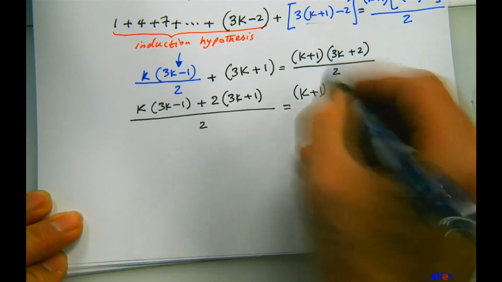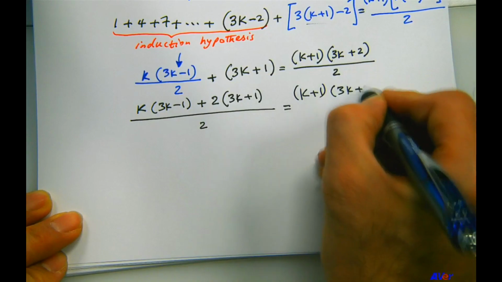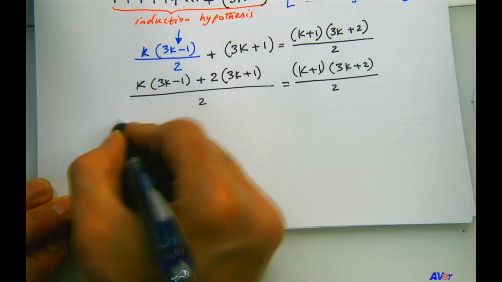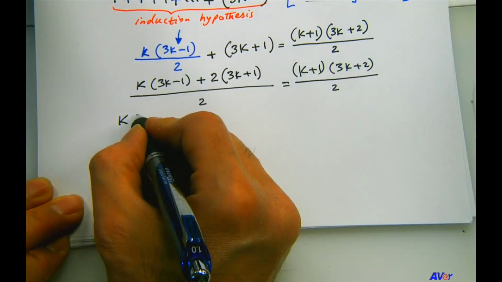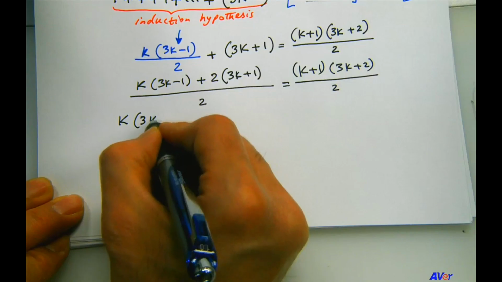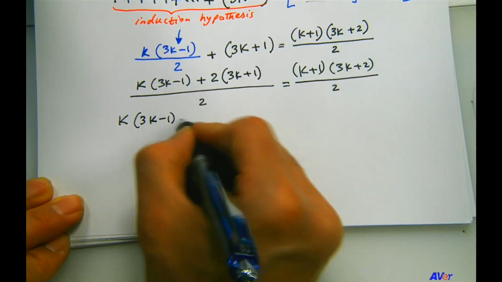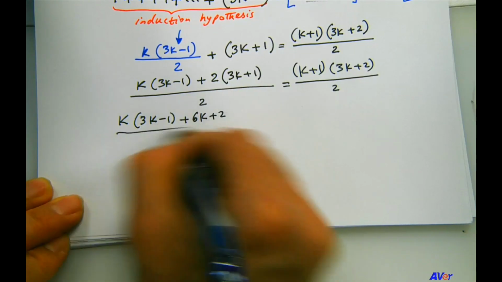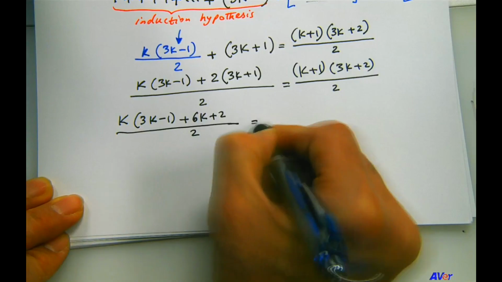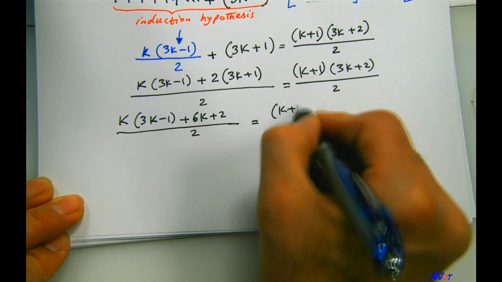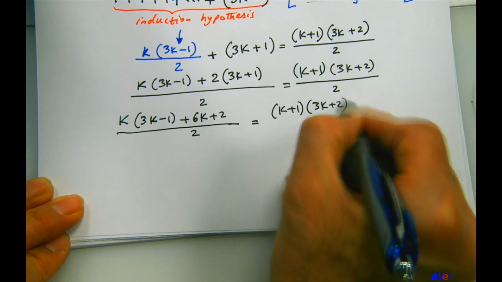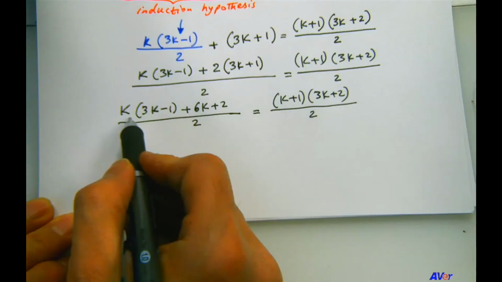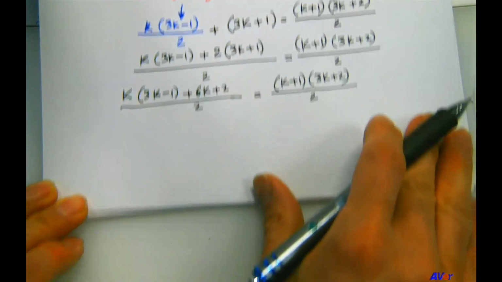First, with this common denominator thing, right? 3k plus 2 divided by 2. So let's simplify this side a little more. We get k times 3k minus 1 plus, distribute the 2, we get 6k plus 2 over 2 equals k plus 1 times 3k plus 2 divided by 2. Okay, so now let's distribute the k into this.